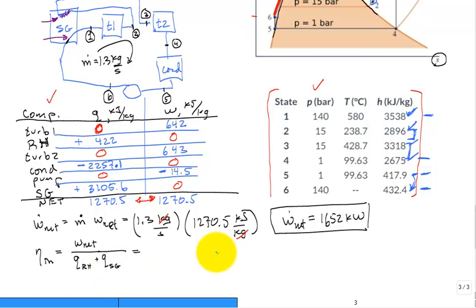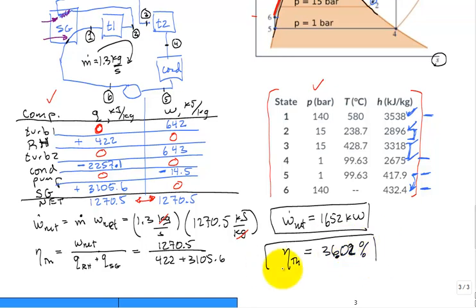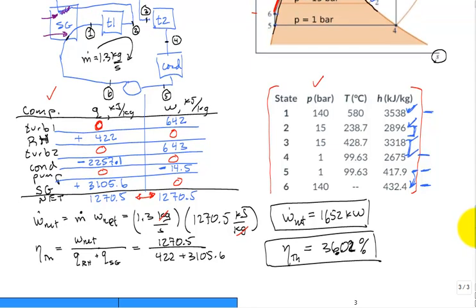All right. So using these numbers, we have 1270.5 kilojoules per kilogram net work out, and then for the reheat 422, and then for the steam generator first pass 3105.6, and we calculate the thermal efficiency. It comes in around 36.02%. And then we can scroll back up and see how that compares.